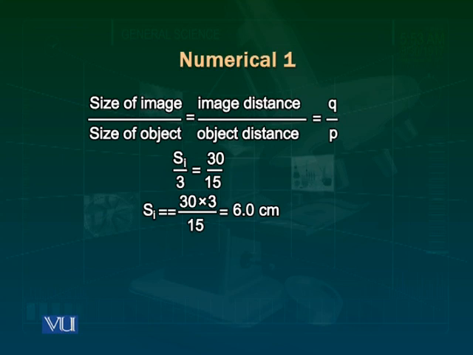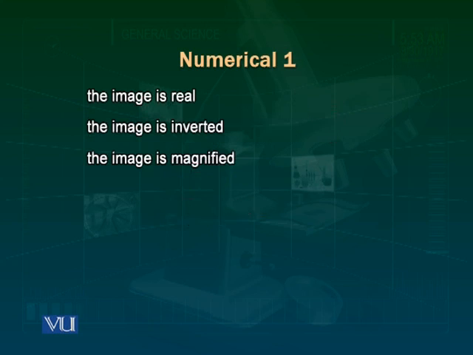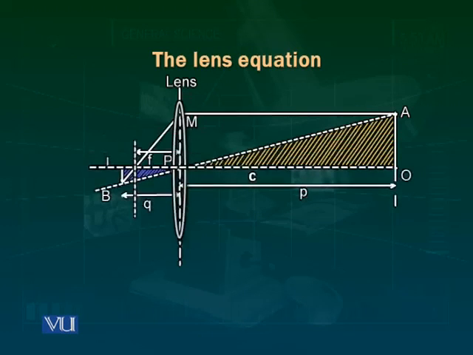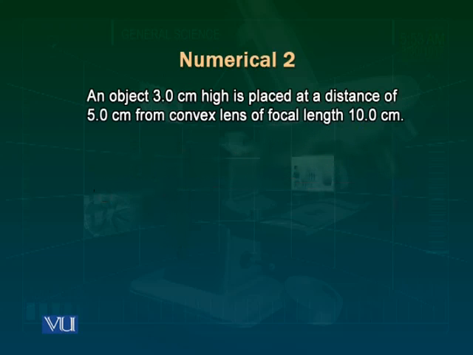Because the image is now 6 centimeters and the object was 3 centimeters, we have an image which is real, inverted, and magnified. Why is it inverted? If you look at the diagrams which we discussed last time, you will find that when we have a lens, the object is on one side, and a real image is on the other side and becomes inverted.